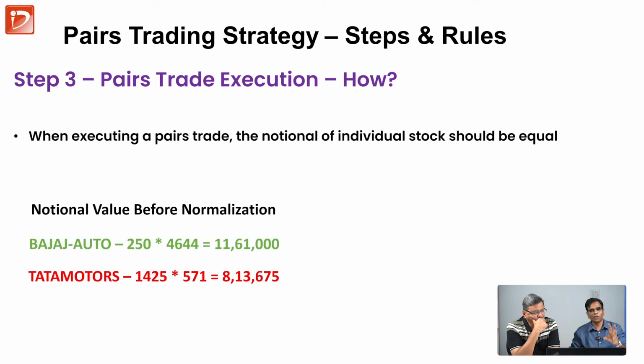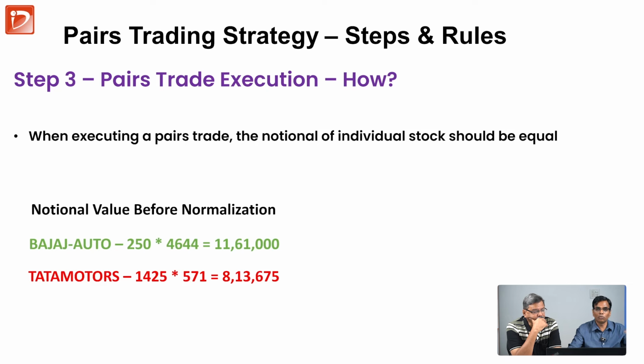Bajaj Auto, 250 lot size, 4644 is the price. So 11.6 lakhs. Tata Motors, 8.13 lakhs. So there's a huge difference, right? So 250 and 1425 was the lot size, and 4644 and 571 was the market price at that time. As you can see, a huge difference.